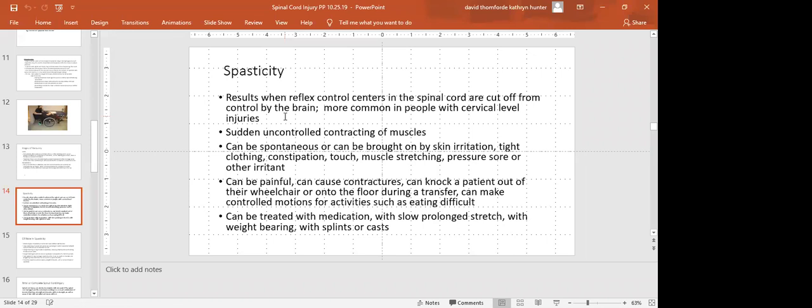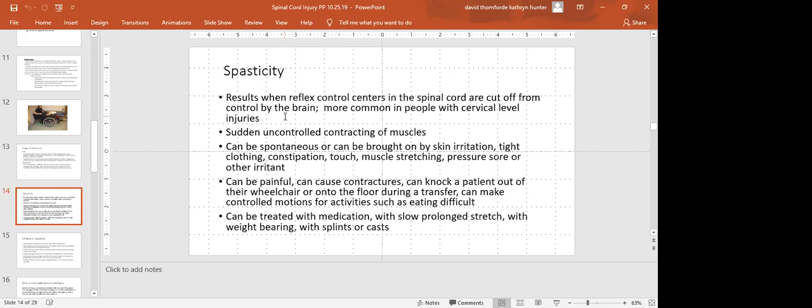It can be brought on by many things. It can be spontaneous. We don't always know the reason for spasticity, but it can be brought on by some of the things that we've already discussed: skin irritation, tight clothing, constipation, any of these things that affect how the body is reacting. Even a pressure sore can be a trigger for spasticity. They can be painful. The sudden movement can cause pain. They can cause contractures. If a person has spasticity in the elbow flexors, they may have trouble extending their elbows.